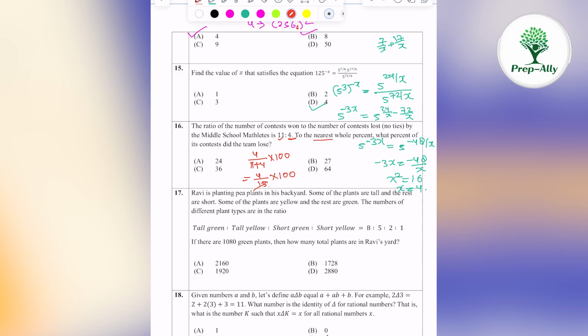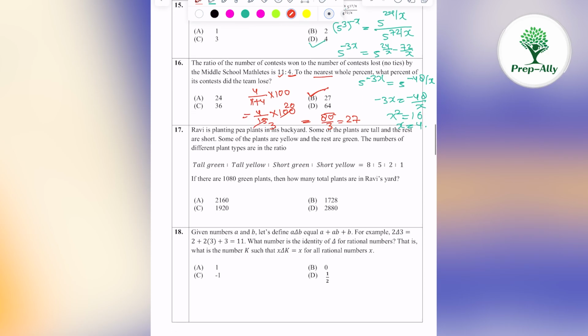If I divide by 5, 5 3s are 15, and this is 20. So 80 by 3, we can write this as nearly equal to 27, because 81 by 3 we know is 27. So basically this division will come to 26 point something. So the correct answer is option B, because in the question it is also written that we have to find the nearest number.